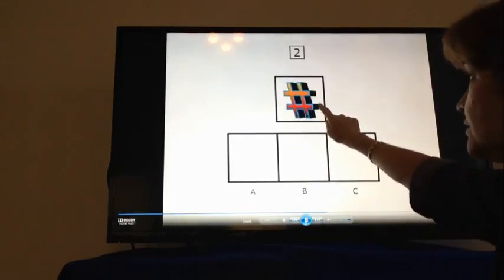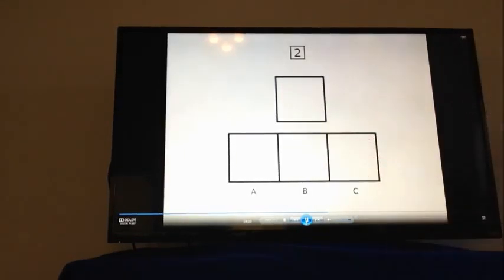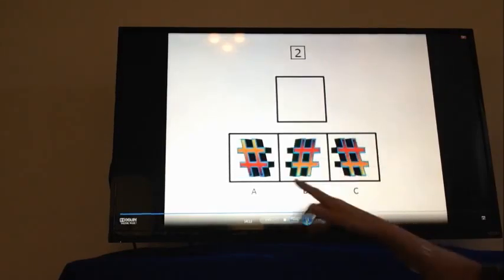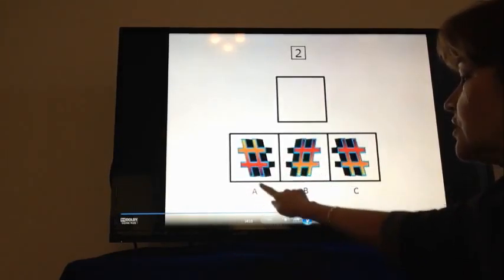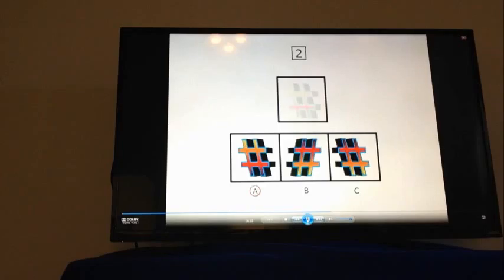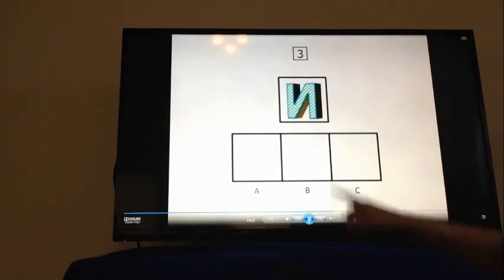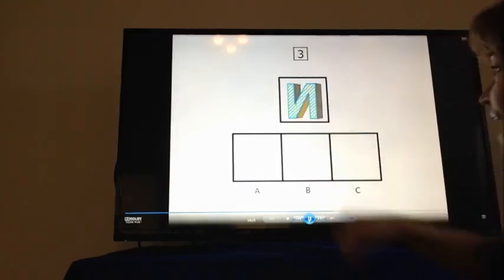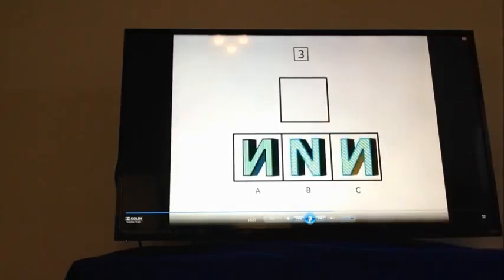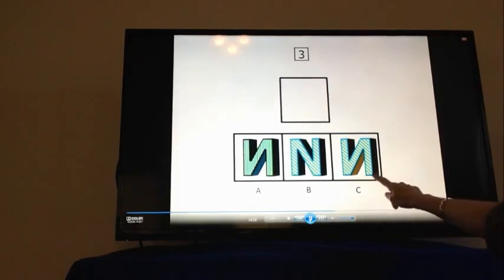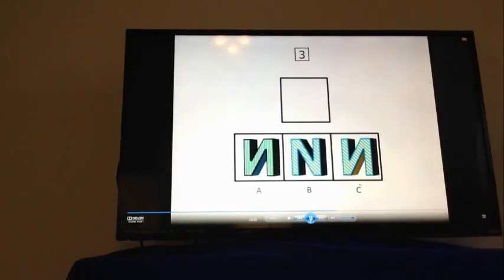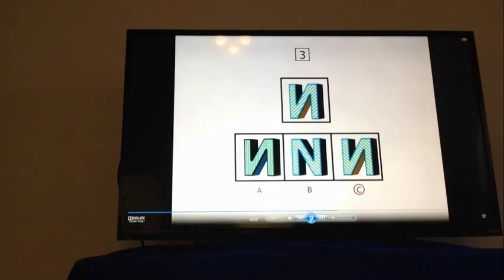A number sign tilted, black, blue, and then red. It's going to be A. A is the correct answer. Number 3: it's backwards in, black, blue, and diagonals. It's going to be C. C is the correct answer.